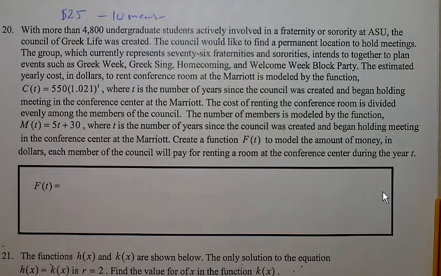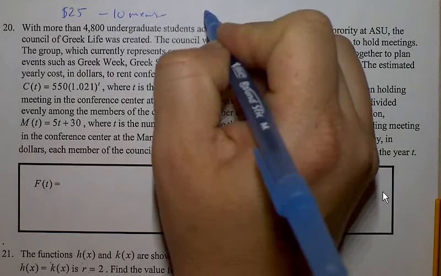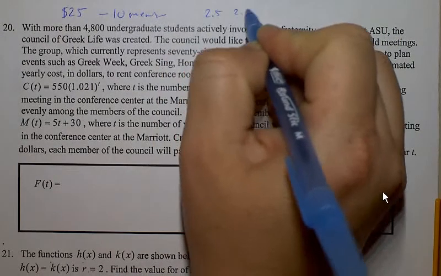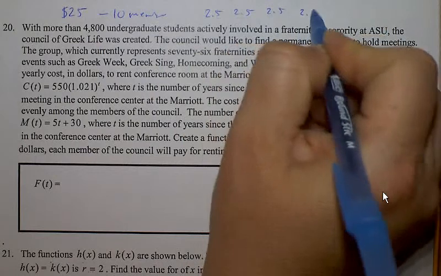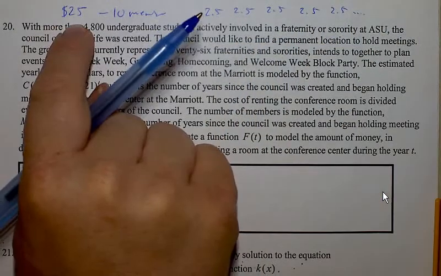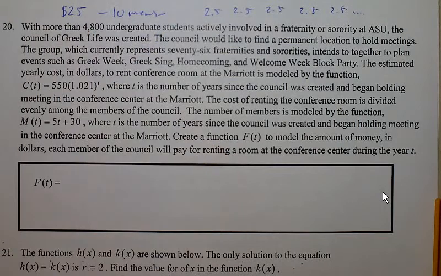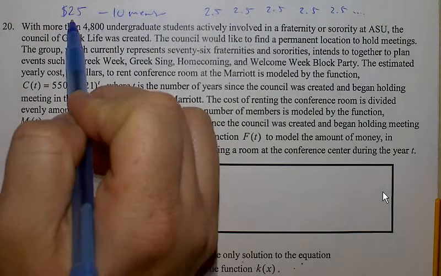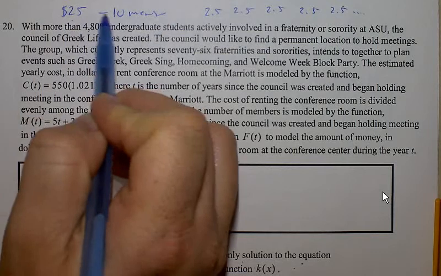Grab a calculator, figure it out with your partner. Okay, what's your answer? 2.5, so $2.50. So 10 members will each pay $2.50, which will add up to $25. How did I get that answer? I took the amount that is owed divided by the number of members.